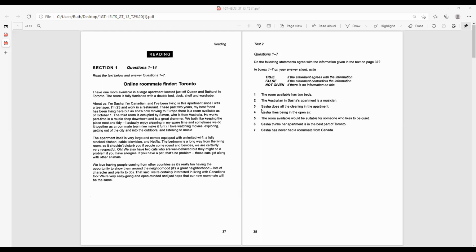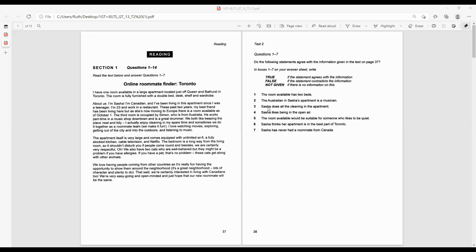What about the third one? So it says the third room is occupied by Simon, who is from Australia. So he's an Australian. He works part-time in a music shop and is a great drummer. So it complies completely to the second statement, and it is true.